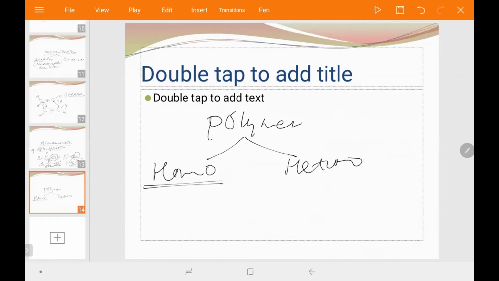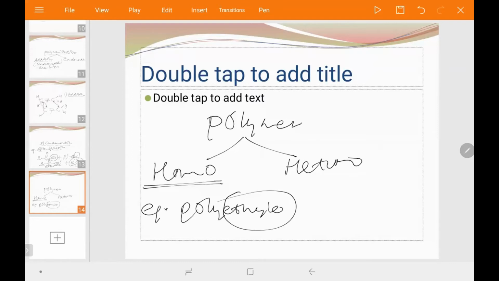Homopolymer means what? The polymer is formed from the same unit, from the same monomers. For example, polyethylene. Polyethylene is formed from what? From ethylene. Yes? Now, these types of polymer are known as homopolymers.